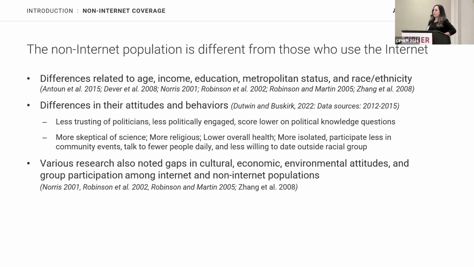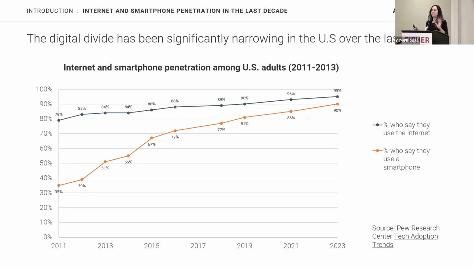Why do we want to cover the non-internet population? It's because we know they are demographically different from the internet population, as well as their attitudes and behaviors are different than the internet population. However, this literature is coming from data sets that are from a decade ago. This is such a dynamic area of research that this research may be already outdated. So let's do a deep dive on this.